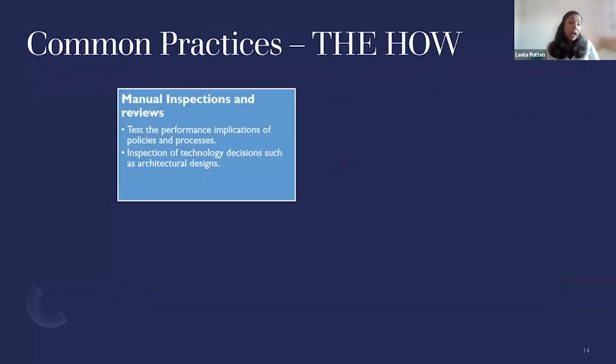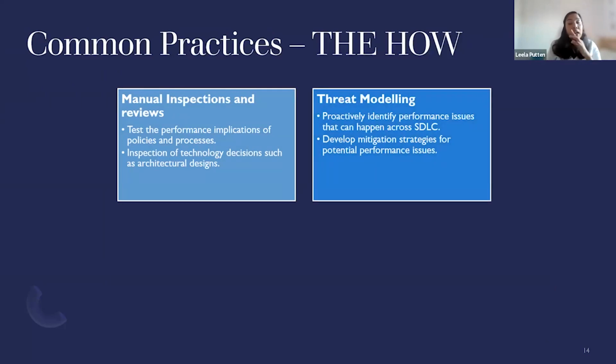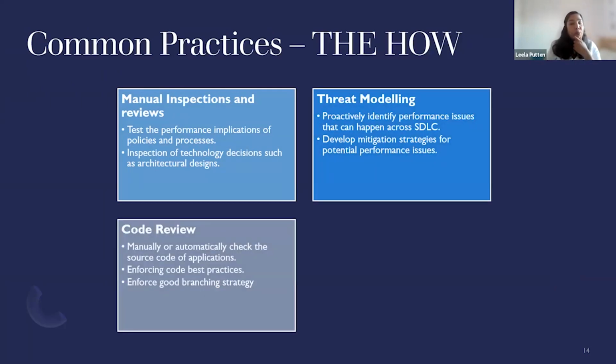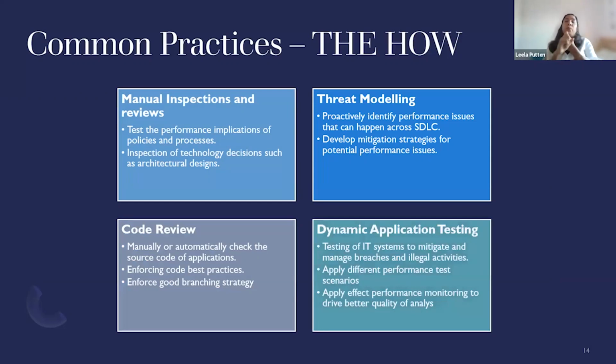So now let's look at the how. How do we do performance testing? I've given you some examples already, but just to put it in writing, you would do manual inspections of documents, of policies and processes, and look at architectural design. So that's your manual inspection and reviews. That's one aspect of your job as a performance tester or performance engineer.